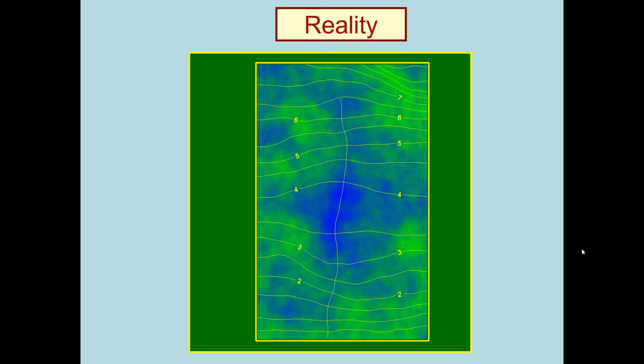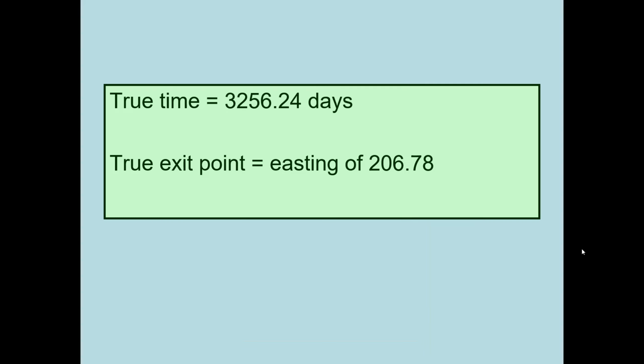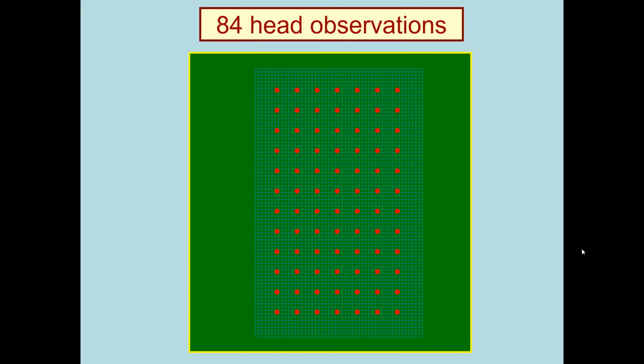As well as being able to simulate the movement of the particle, I can simulate heads at every cell in the model domain. And from those heads I can generate a calibration data set. So there's the answer at the back of the book. That's how long it takes the particle to reach the bottom of the system. And now I'm going to make that same prediction with a calibrated parameter field, where I calibrate that parameter field using different numbers of heads in different numbers of notional wells spread throughout the model domain.